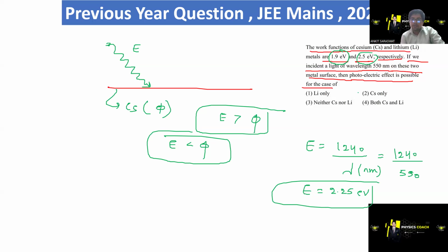So which option is correct? Only cesium. Lithium will not come out because its work function is 2.5 electron volt. So, Einstein's photoelectric equation, if you know, is simply E equals work function plus kinetic energy, maximum kinetic energy, as you can see here.